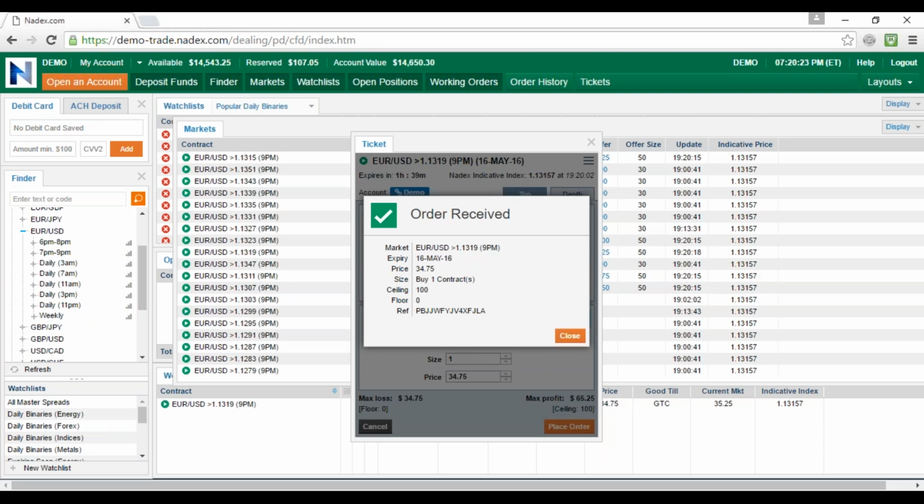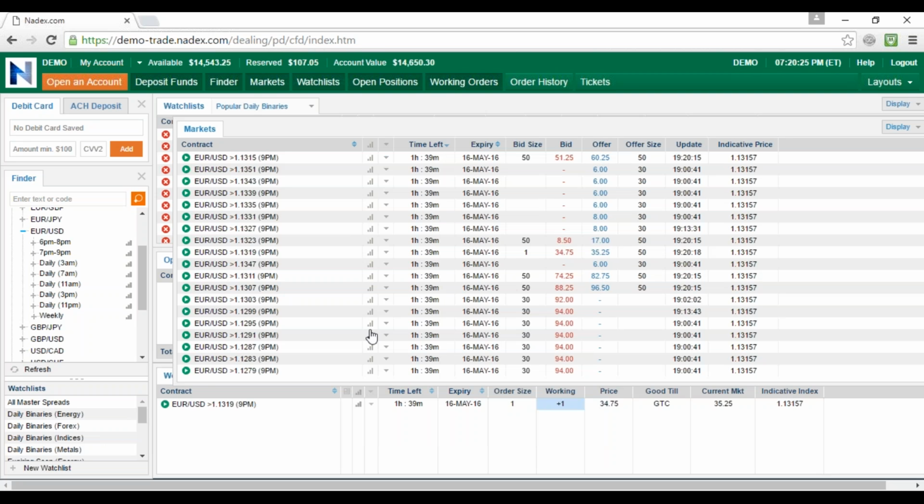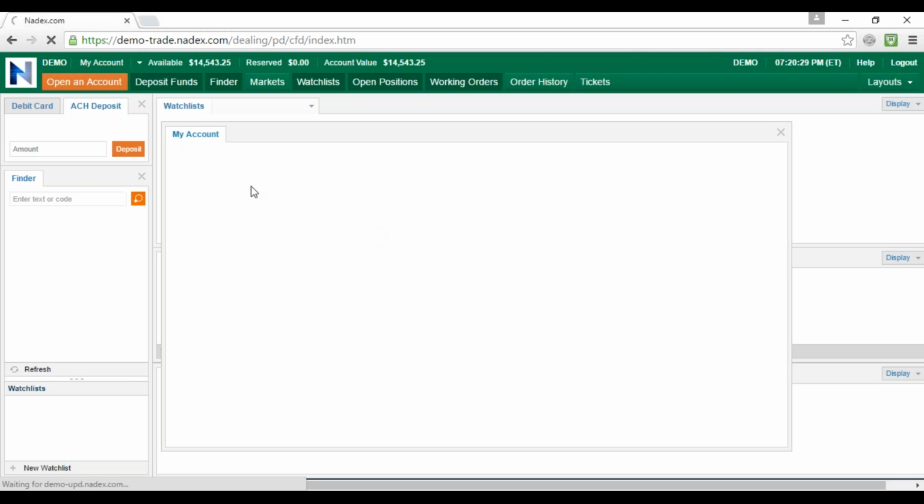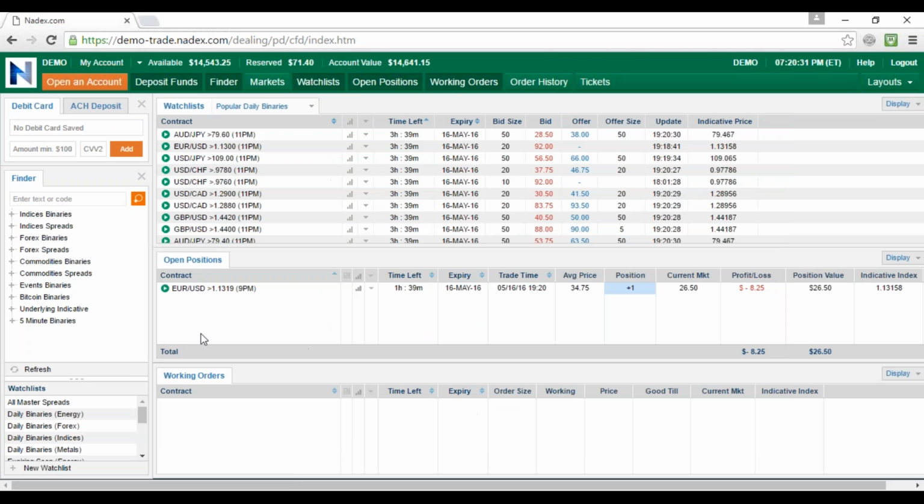Oh, I think I did that wrong. Hold on one sec. Give me just a second here. All right, so I bought the contract. Okay, and it's right here in my open position. See, the order executed, I bought it. Notice it says +1. That means I bought it. If I had sold it, it would say -1. Okay, exactly, Enrico. Yep, we stay away from those overseas binary options.